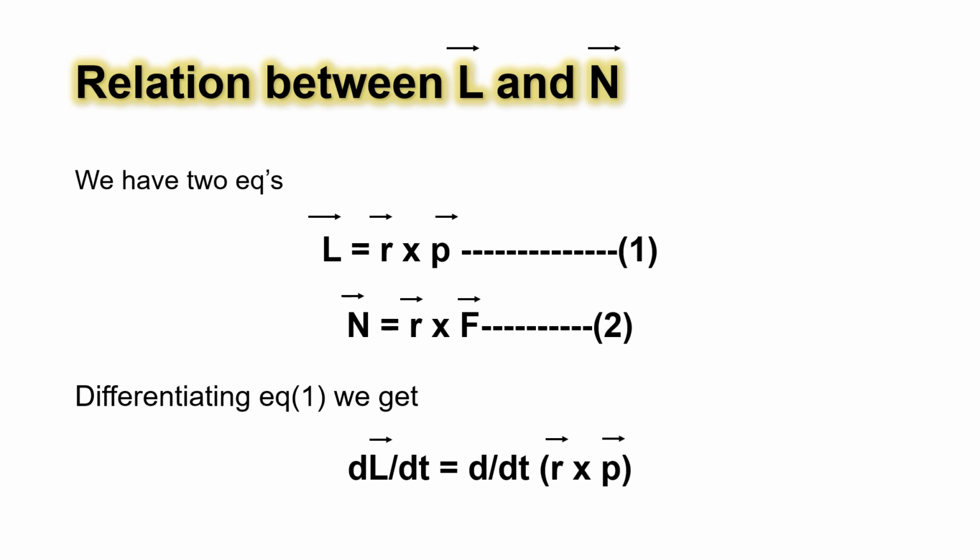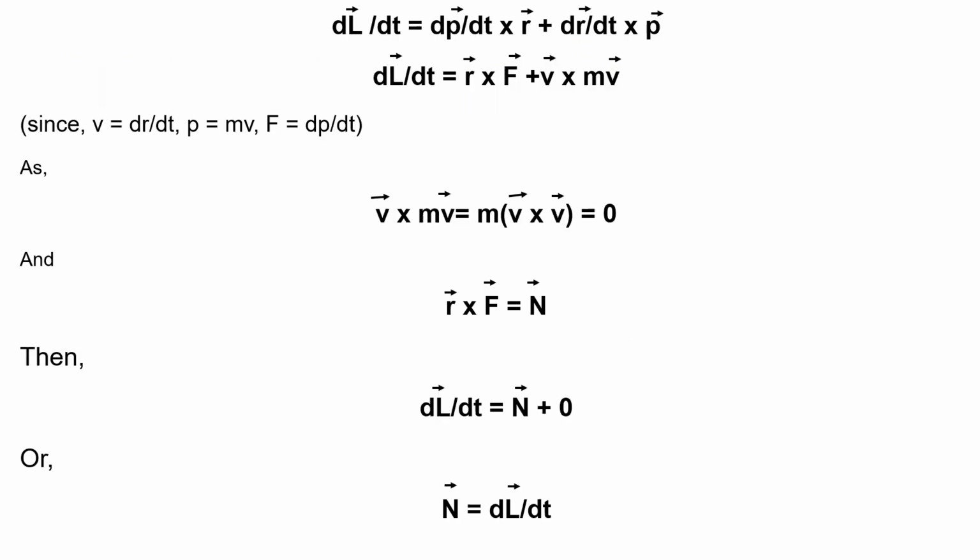First one is for the angular momentum, L is equal to r cross p, and that is given as equation number 1. Second is the torque equation, N is equal to r cross F. Differentiating these two equations, first differentiating equation number 1, that is dL over dt is equal to d by dt of r cross p, as d over dt of r cross p is a product.